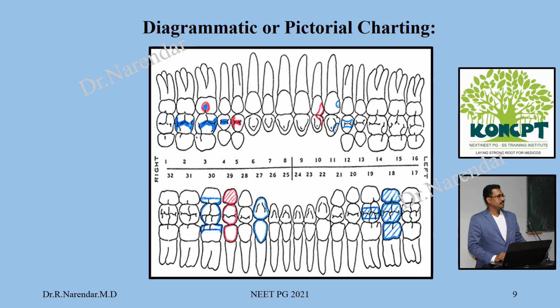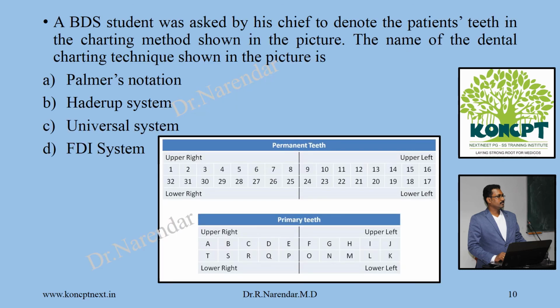One more charting technique called as diagrammatic or pictorial charting. Here they will denote even the roots, the surfaces, and even for molars, even how many cusps it has. This is diagrammatic or pictorial charting. Coming to the question, we already said this answer is universal system. Starts from the upper right, goes on to the clockwise direction and ends in the lower right. Right maxillary to right mandibular.